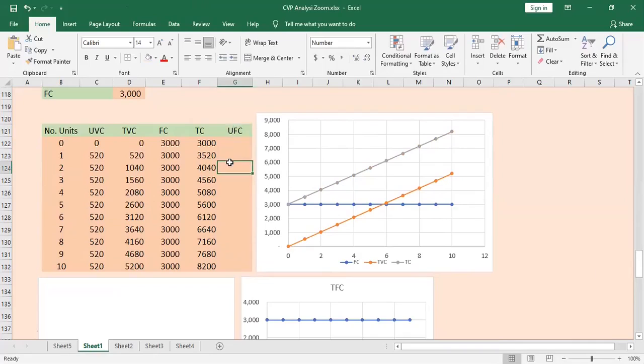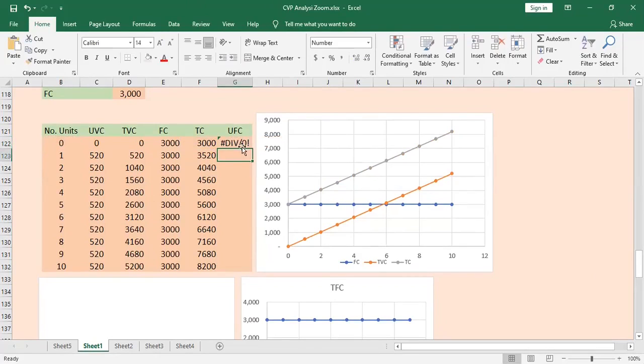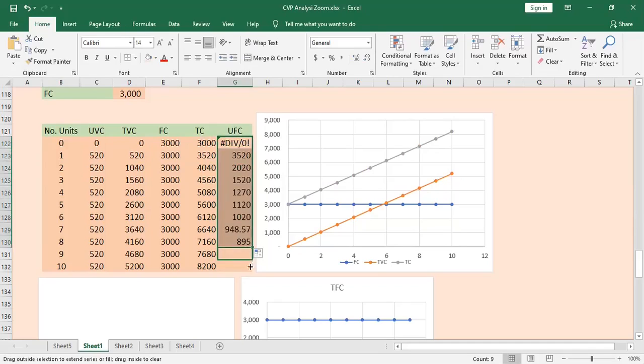So how do you calculate the unit fixed cost? It is very easy. We have total fixed cost and we have number of units. What we have to do is divide total fixed cost by number of units. So what I'm going to do is divide this 3000 by number of units. Here we are not going to get any answer because we are dividing by 0. But beyond that, we are getting answers. Now you can see the pattern. When you are producing more, unit fixed cost is going to be less.